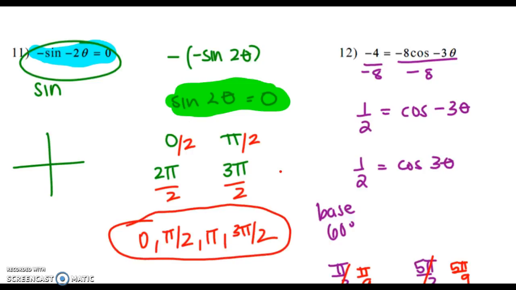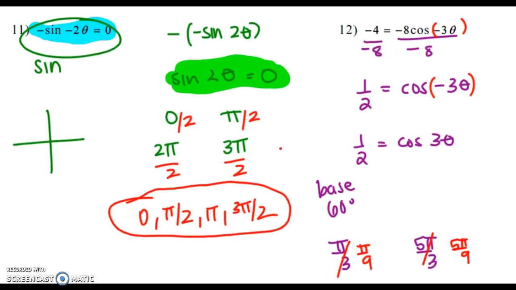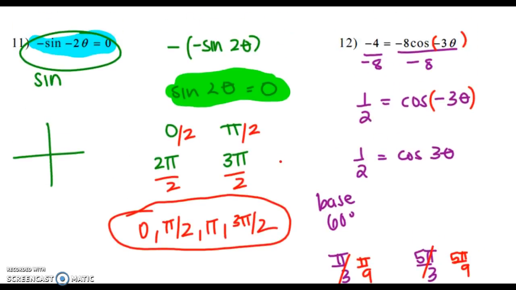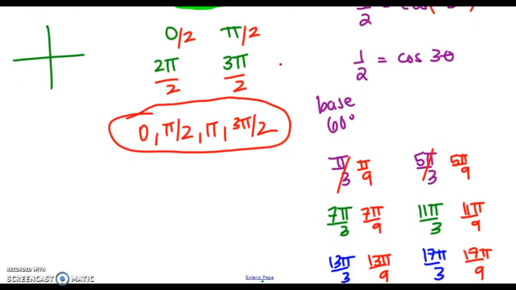Number 12, this is a triple angle that you need to take care of. Kind of make it look like this guy, if that helps a little bit. Divided by negative 8, you get 1/2. That's a base, it's a 60-degree reference angle. Cosine's an even function, so the negative portion in there isn't going to really do anything. It's going to actually be the same on each side of the y-axis. So you can just replace the negative 3 theta with 3 theta. It's another one I probably should have cleaned up, but I didn't. So we'll take care of that for next year.